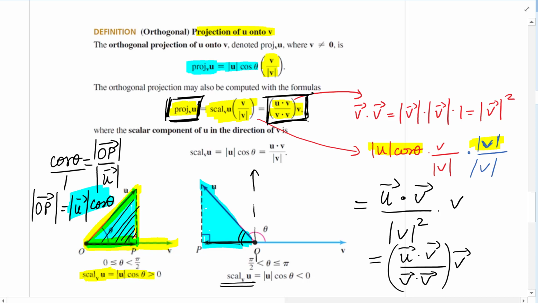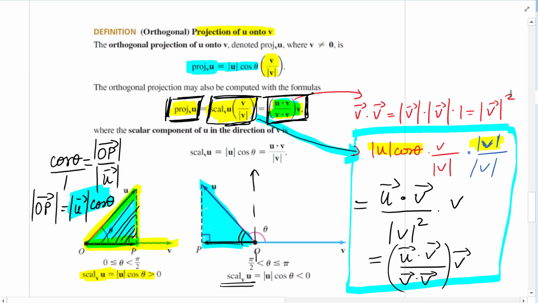So we saw that it can be written as the scalar of u onto v times the unit vector in the direction of v. But where is this coming from? This piece here in green? Well, we just proved it from here down.